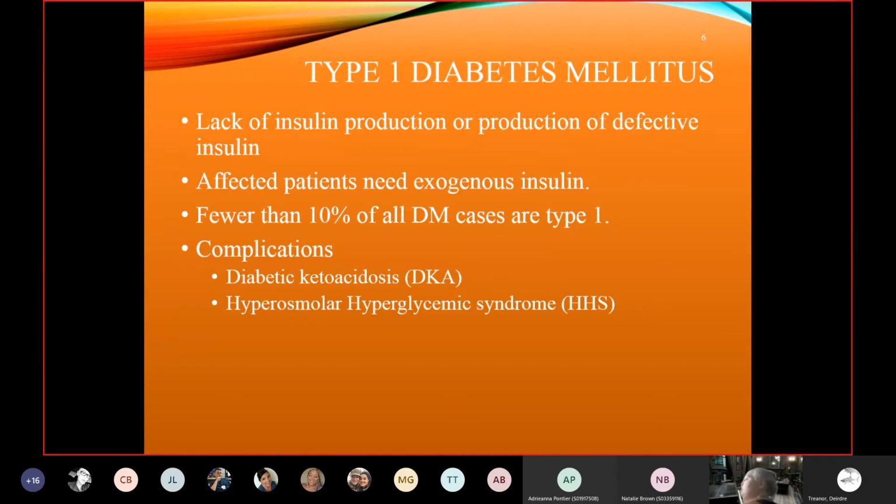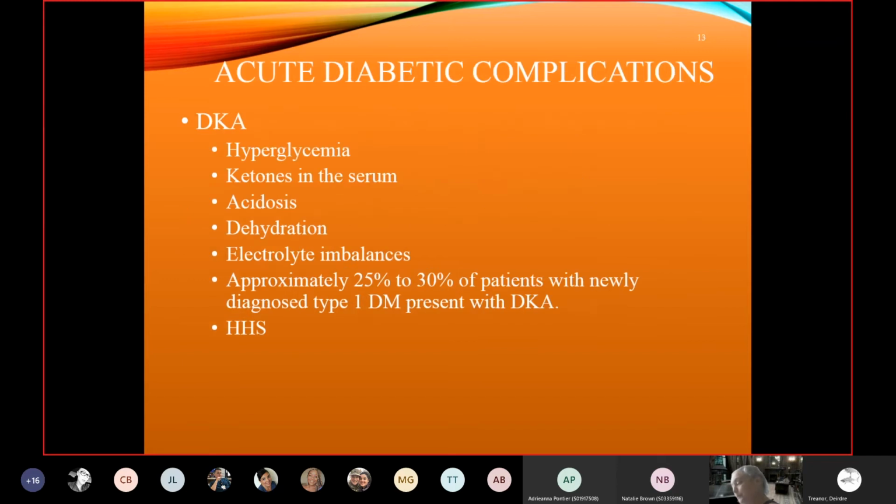So some complications are DKA or diabetic ketoacidosis, or HHS, which is hyperosmolar hyperglycemic syndrome. And they are very different, and we'll actually talk about those. So acute complications.